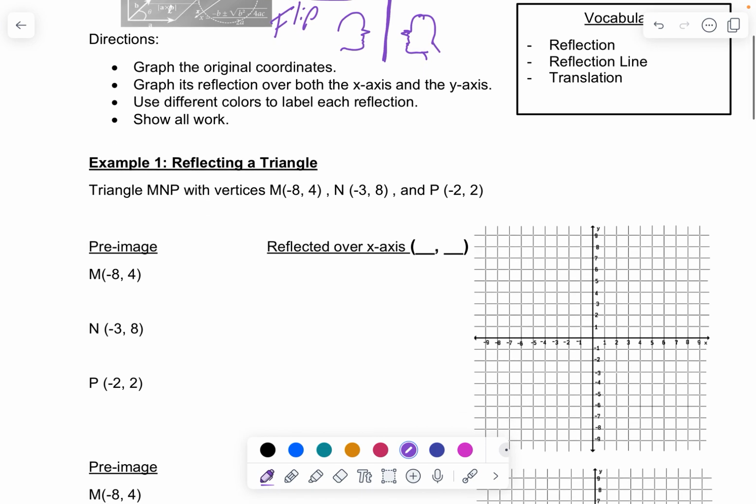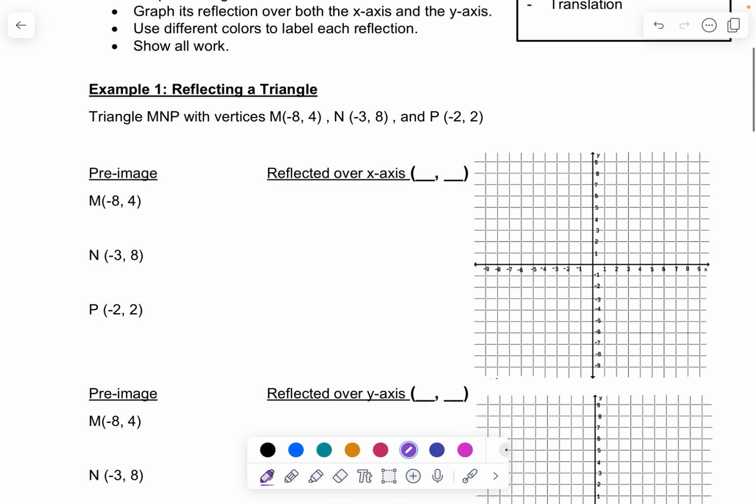Well, we are going to look at some examples here. So first we're going to graph this triangle. So vertices -8, 4, that's our M. -3, 8 is our N. And our P, -2, 2. So we have this triangle.